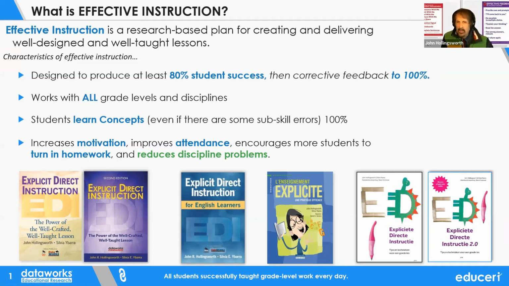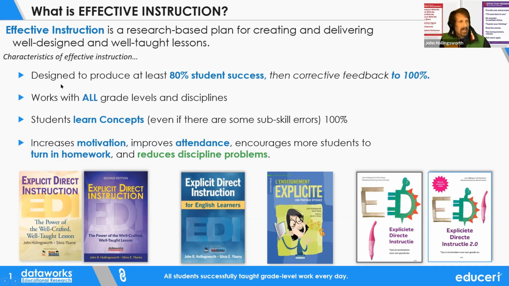The delivery, I'll have you read with me. I'll have you do pair shares. I'll have you do other things. So it's the two things, design and delivery. Okay. All right. Characteristics of effective instruction, not just explicit direct instruction, but any instructional model. Let's read the first one together.